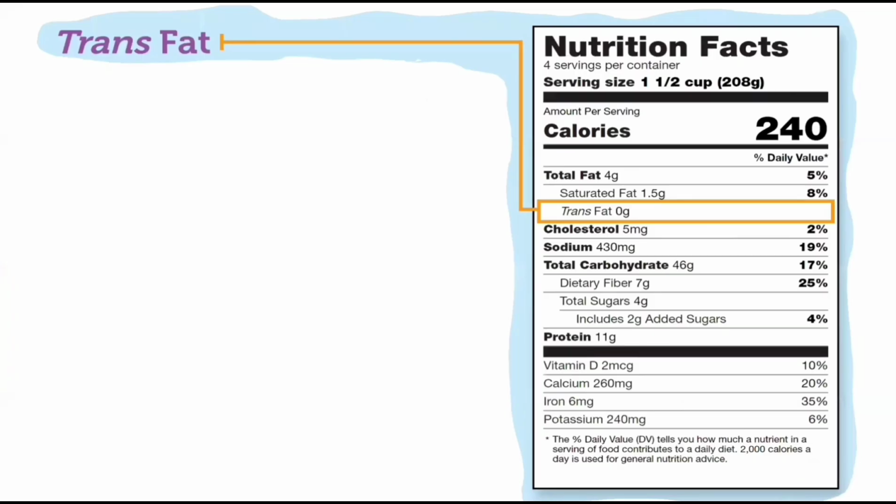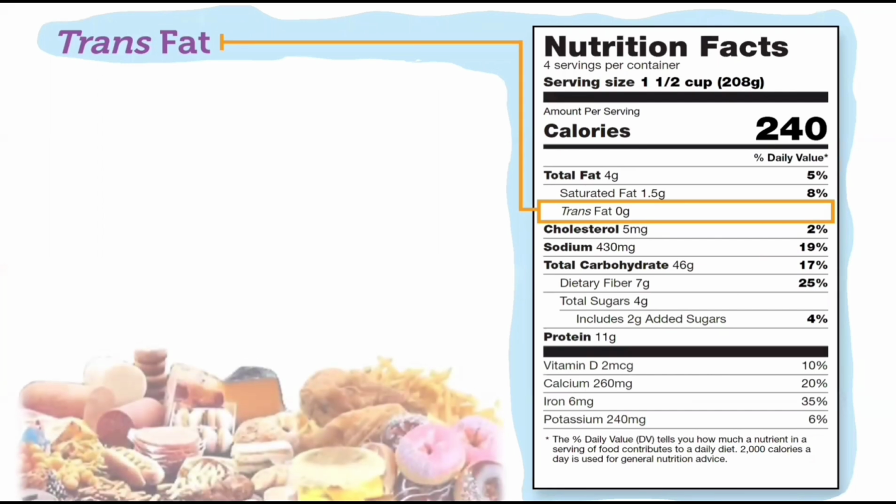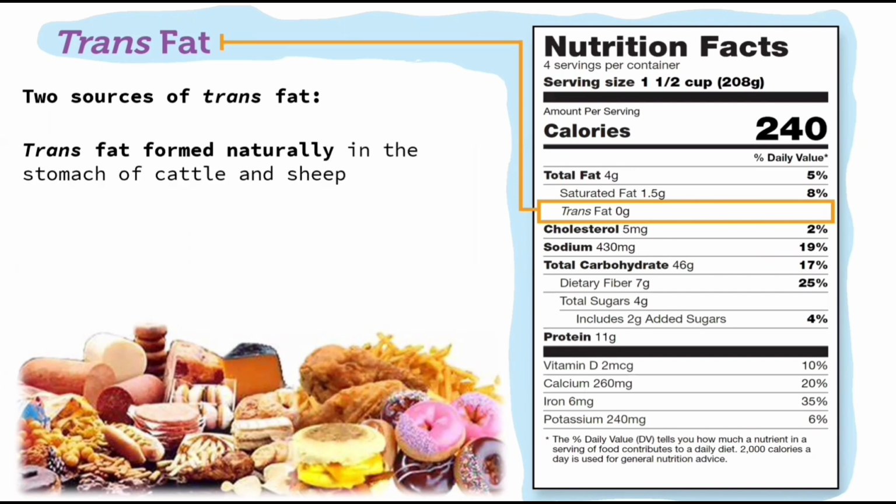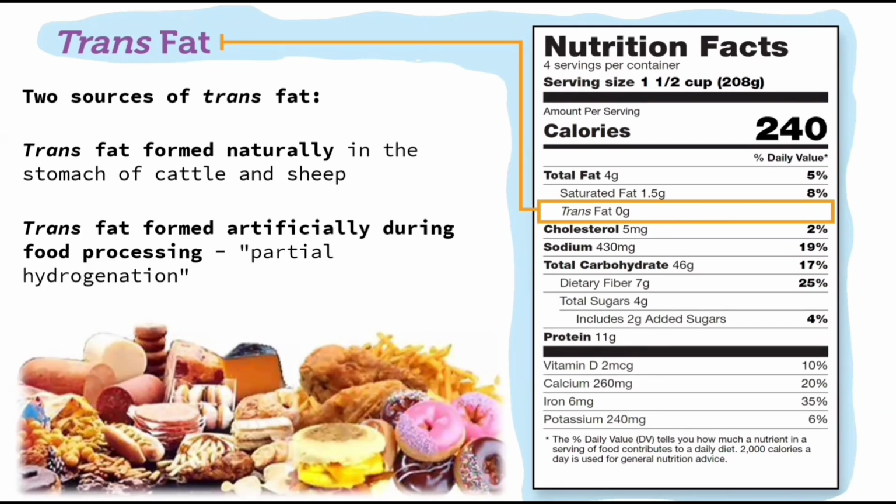Now let's look at the most dangerous type of fat, trans fat. Trans fat has detrimental health effects and is not safe in any amount. There are two sources of trans fat. Trans fat formed naturally is produced in the stomach of some animals such as cattle and sheep. Trans fat formed artificially during food processing is created during a manufacturing process called partial hydrogenation, in which hydrogen is added to liquid vegetable oil to make it more solid and more resistant to becoming spoiled or rancid.